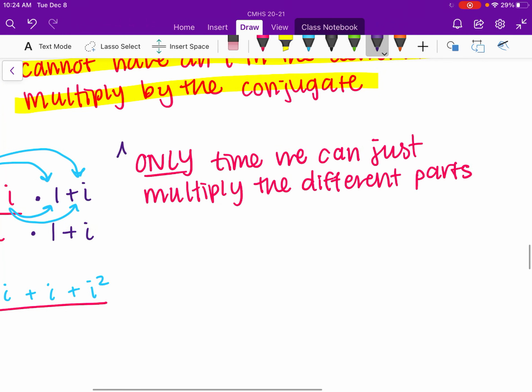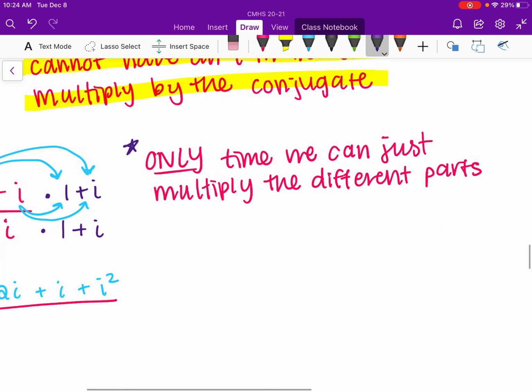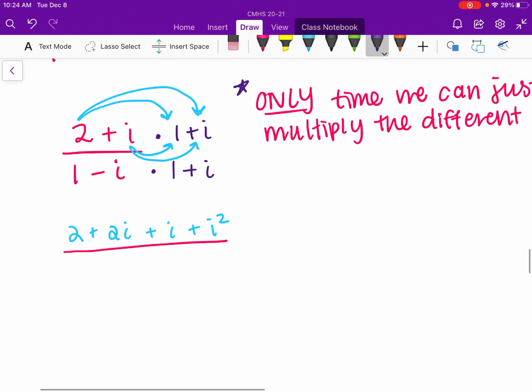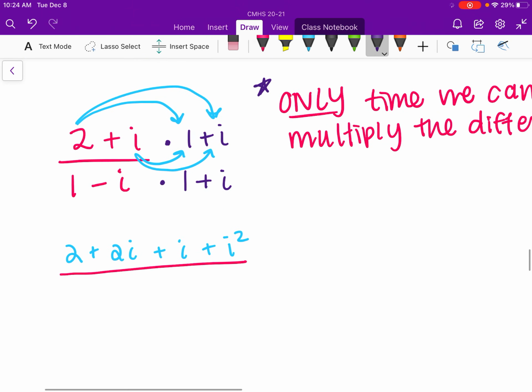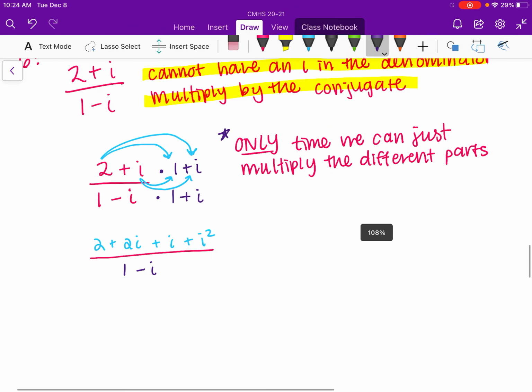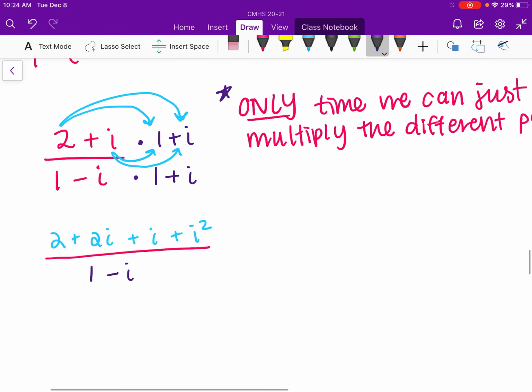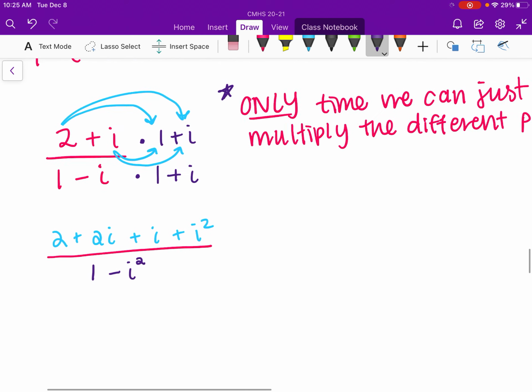I wrote a little note over here. It says this is the only time when we can just multiply the different parts, is on the bottom. This time we can just multiply the two 1's together to be 1 and multiply the negative i and the positive i. Negative times positive is negative. That's the only time we can do that. Every other time we have to distribute just like we did in the top. But on the bottom, we can just multiply it straight like that. Oh, I almost forgot. Negative i times positive i is i squared, because i times i is i squared. Don't forget about that.